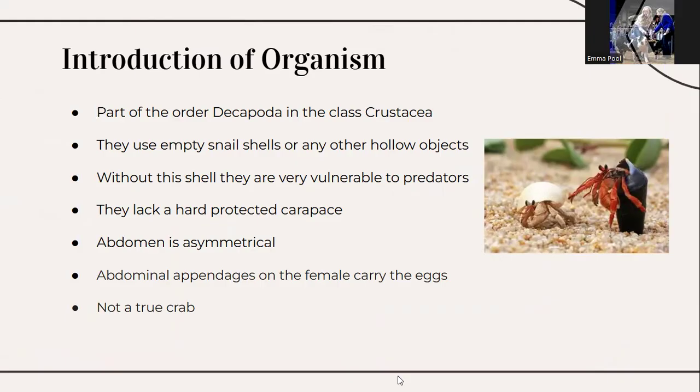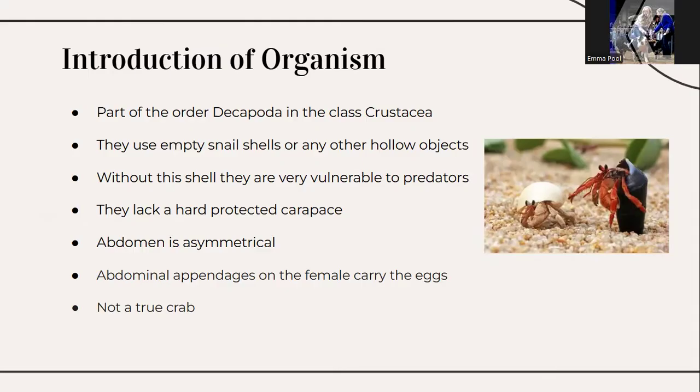So the hermit crab is a part of the order of Decapoda, which is in the class of Crustacea. They use empty snail shells or other hollow objects to protect their body. Without this shell, they are very vulnerable to predators, and this is because they lack a hard protected carapace.